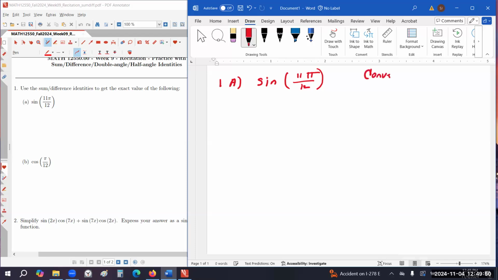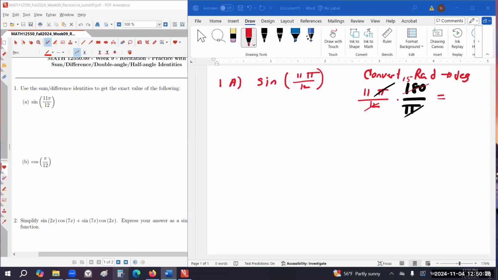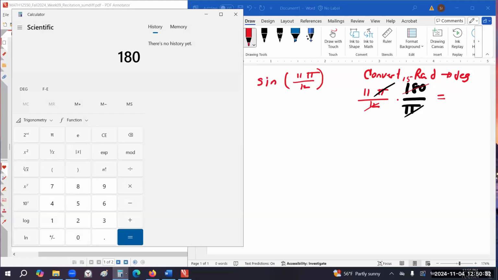So convert radians to degrees if you are bad like me. So we have 11 pi over 12. In order to convert radians into degrees, we need to cancel the radians. So radians goes to the bottom, so you can cancel them, and 180 goes to the top. So we have 11 times 180 over 12, but 12 goes into 180 15 times. And 11 times 15, let me check my work. Is it correct? 180 divided by 12 is 15. Perfect. 15 times 11 is 165.